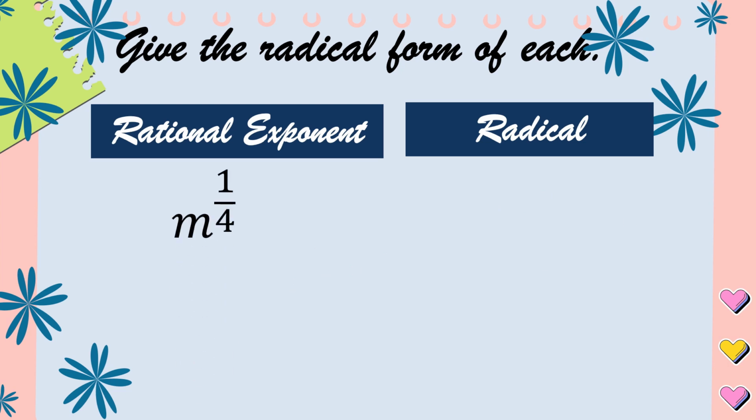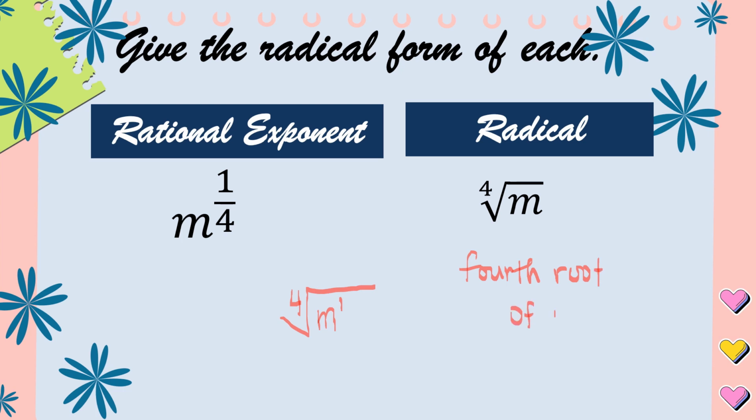Next, m raised to 1 over 4. What do you think is the answer? Or what do you think is the radical form? So the denominator 4 becomes the index. And then we have m raised to 1, or simply 4th root of m. So we read this as 4th root of m.